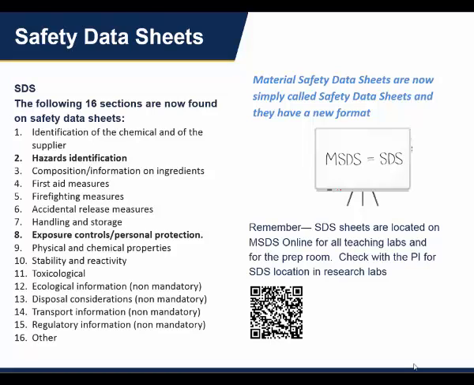Safety data sheets. These used to be called MSDS, or Material Safety Data Sheets. They're now simply called SDS, or Safety Data Sheets. They have 16 sections, and each section is providing specific information. And the 16 sections are listed here on this slide.